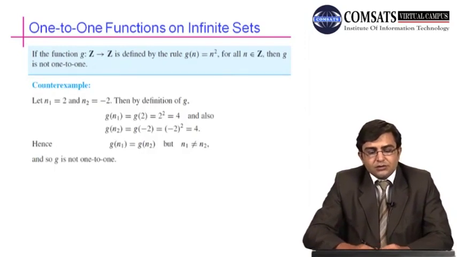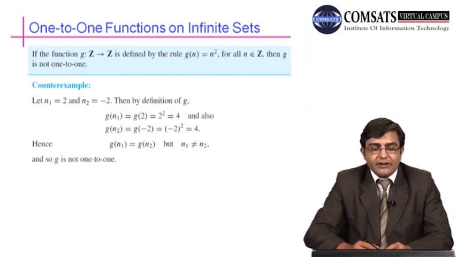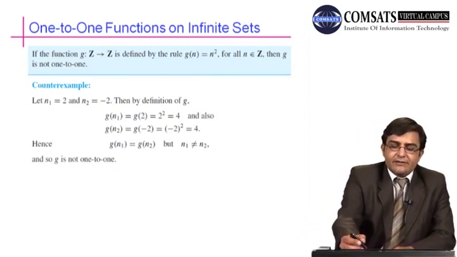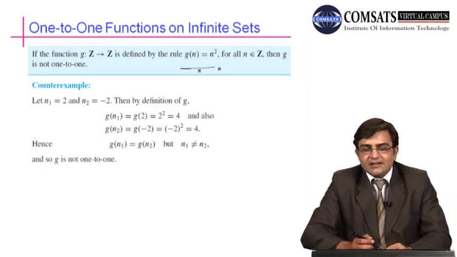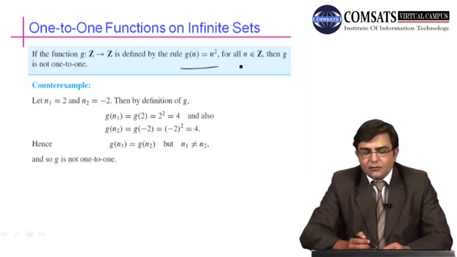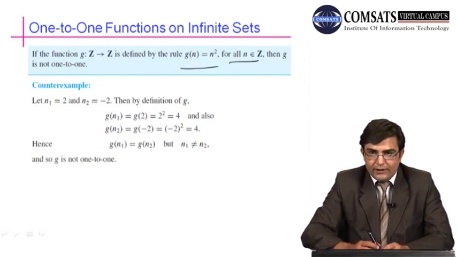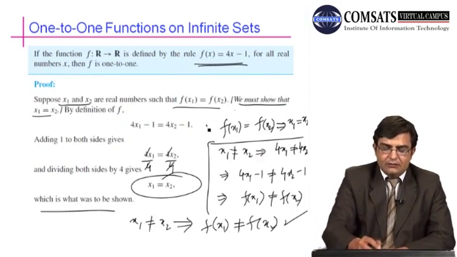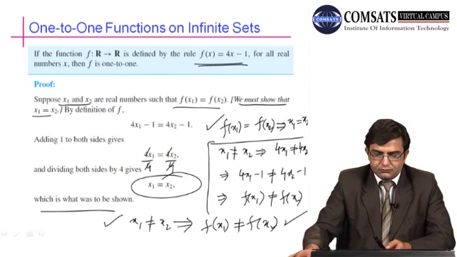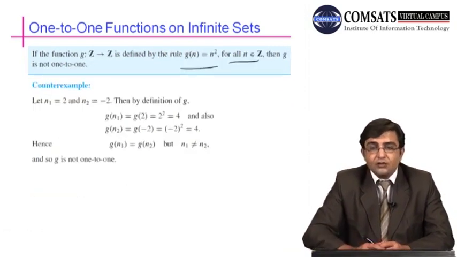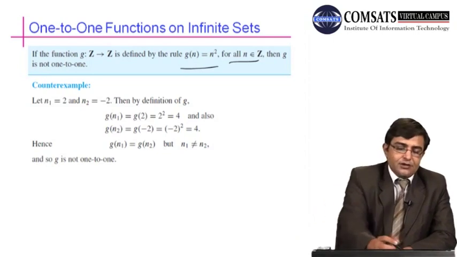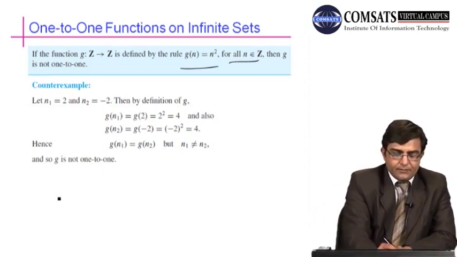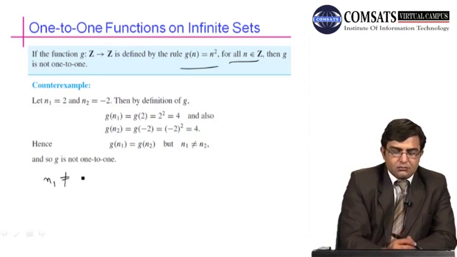Now we come to the second function, which is defined on Z, the set of integers, g from Z to Z, and is defined by the rule g of n is equal to n squared for all n belonging to Z. Then g is not one-to-one. Why? Because we cannot prove that. For example, the counterexample: if we take two different elements, n1 not equal to n2, and we take this as 2 and this as minus 2.